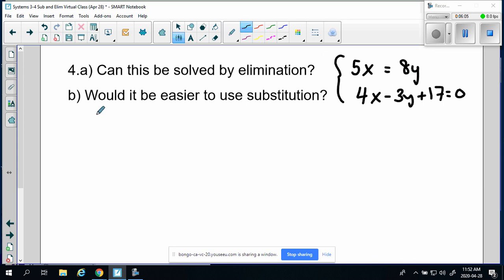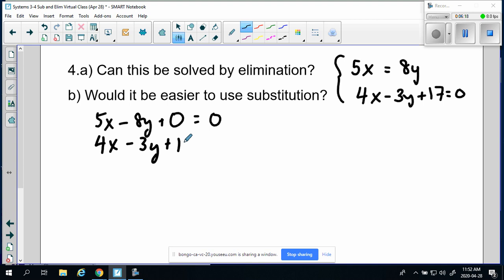So to do that, I'm going to move the 8y over to this side, and I'm going to add a constant 0. And I'm going to put 0 on that side. The reason I'm doing that is so that it matches the format of the bottom equation, where each of them have a matching term that they could in theory add or subtract by. Okay? So if you have this, now we can add or subtract, but we don't have any matching terms.